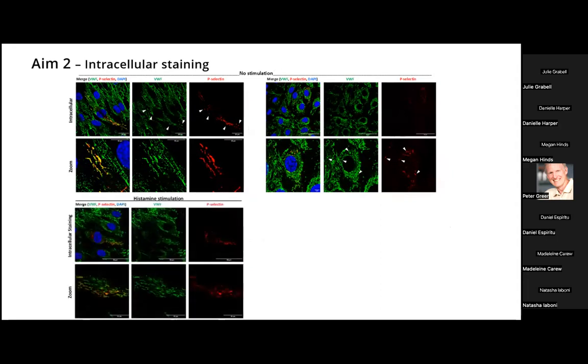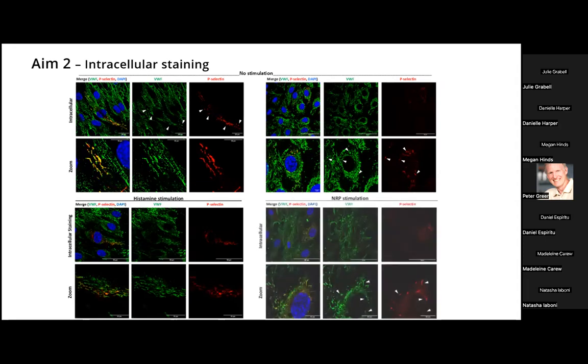And then this is the histamine stimulation. So again, I was able to see intracellular VWF as well as P-selectin in these cells. So this P-selectin obviously wasn't released from the Willebrand bodies as I was hoping. So this perhaps might mean a longer incubation with histamine, maybe exploring some other agonists to use. This was done with a 10-minute incubation.